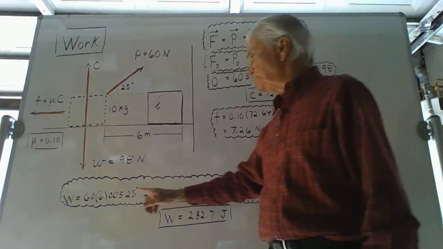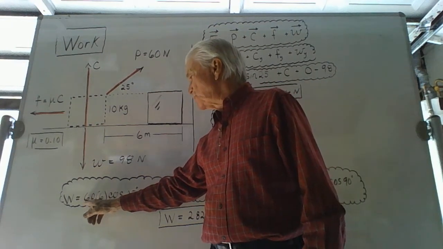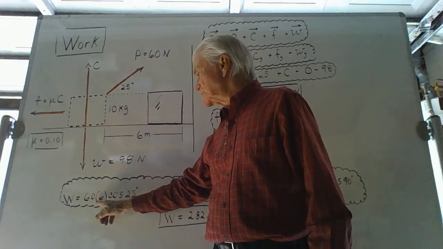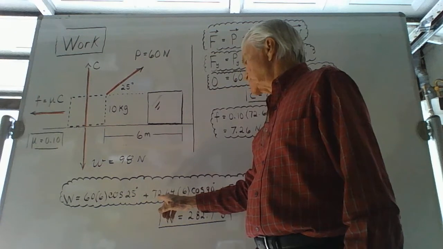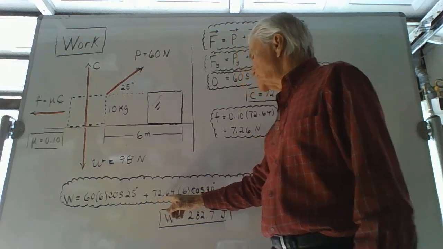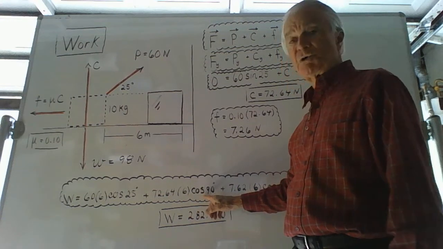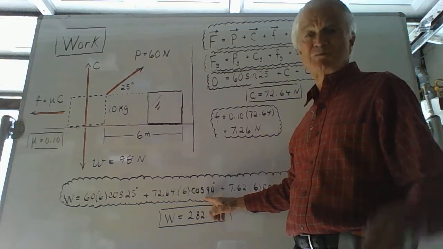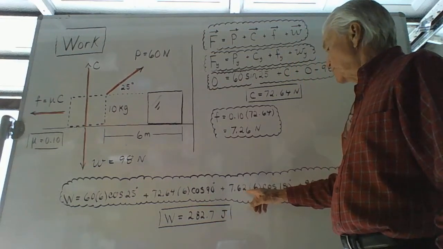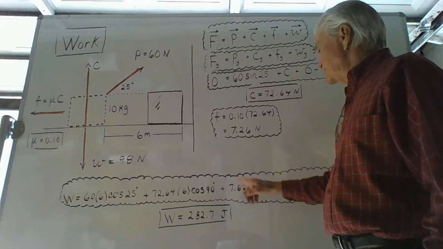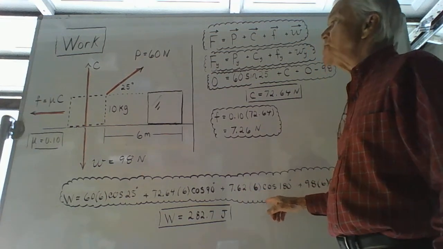Let's go back to the pull force. Magnitude of 60, that's your force. Distance 6, cos 25. Contact force. Magnitude of the contact force times the distance times cos of 90. By the way, cos of 90 is 0. You should memorize that. Then your frictional force is the magnitude of F, the force value times distance, times cos of 180 degrees.